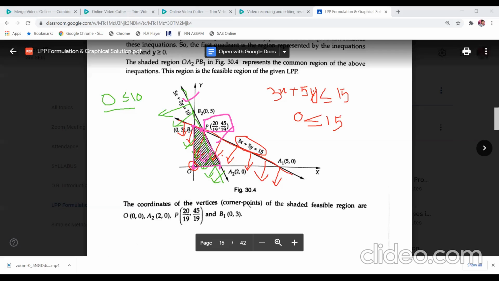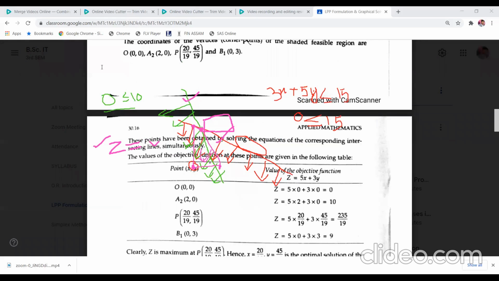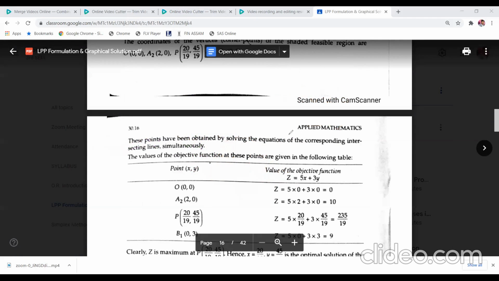Next, what you need to do? Once you have got all the corner points, you need to find the value of z at each corner point. Since the problem is a maximization, you need to check at which corner point you are getting the maximum value of z. We have done that. At each corner point, we have got the value of z.